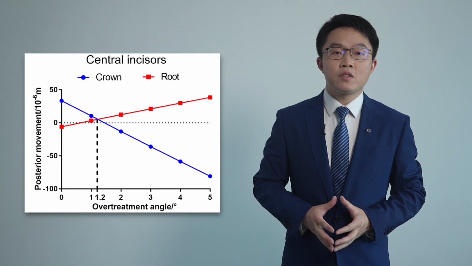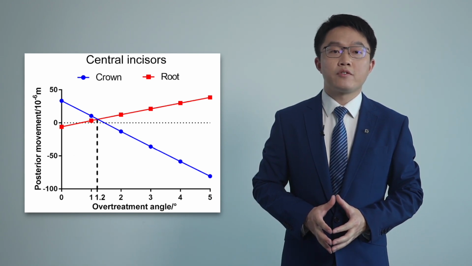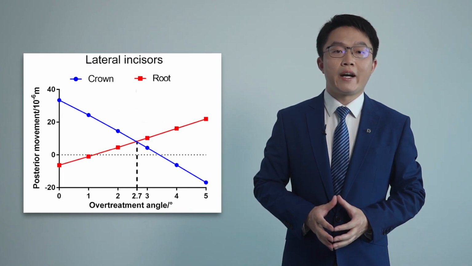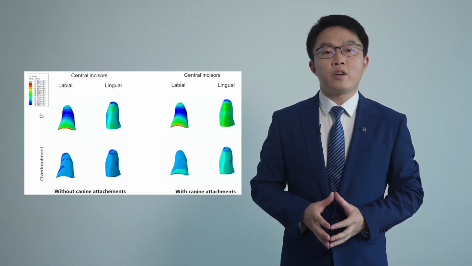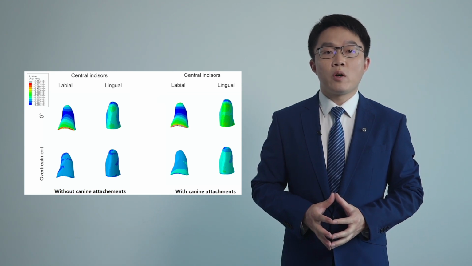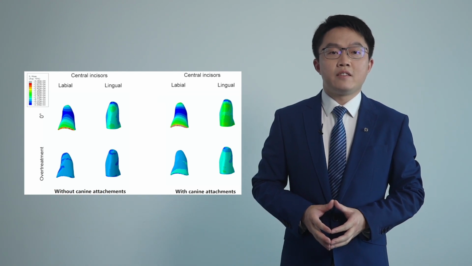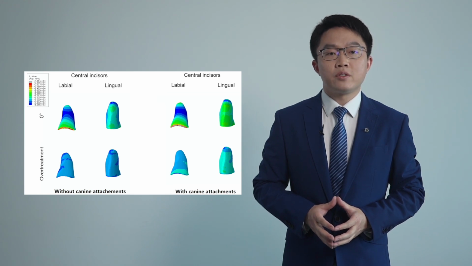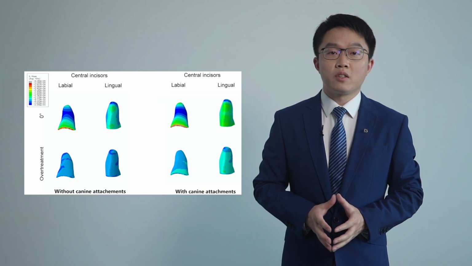With canine attachments, for each retraction stage, 1.2 degrees of overtreatment could result in bodily retraction of central incisors, while 2.7 degrees of overtreatment was needed for lateral incisors. Without overtreatment, stress was concentrated on the apical and cervical areas of both labial and lingual surfaces of the periodontal ligaments. The stress value was higher with canine attachments. However, when overtreatment was added, the stress was more evenly distributed.